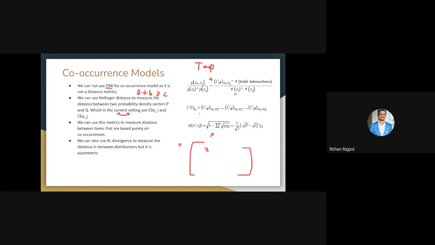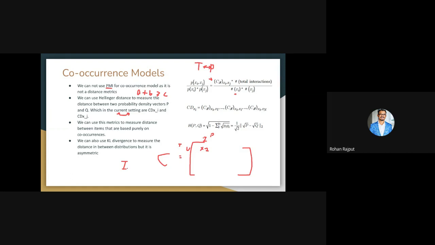What we use instead is something called the Hellinger distance. The Hellinger distance helps us calculate the distance between two co-occurrence probability densities. So how do we do that? As I already showed, this is how you create your co-occurrence matrix, the simplest way. You know how to create your interaction matrix I. We already discussed that the interaction matrix is users by items, where if the user is interacting with the item, we just place 1 here, or 0.